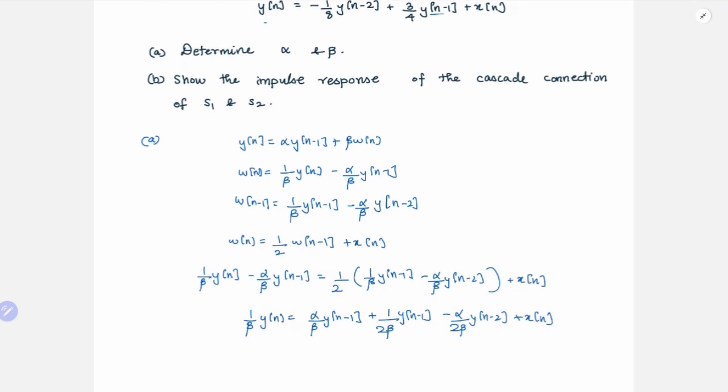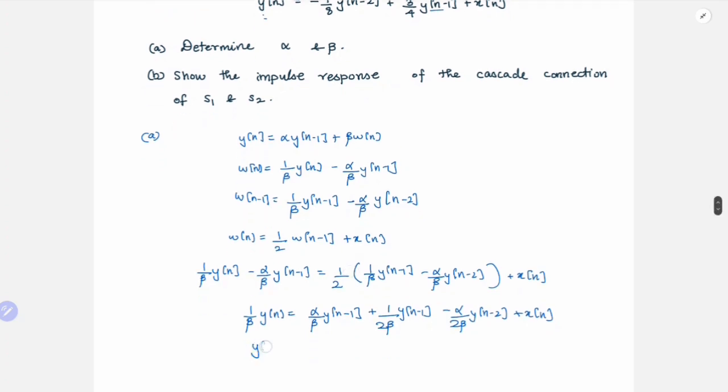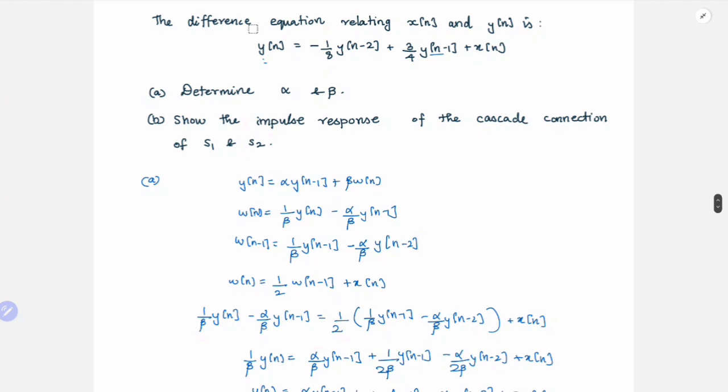Okay. So again, my left hand side is of the form y of n. So beta also I should take to the other side. So I'll get alpha y of n minus 1 plus 1 by 2 y of n minus 1 minus alpha by 2 y of n minus 2 plus beta x of n. So now you can compare these both. Let me copy it down.